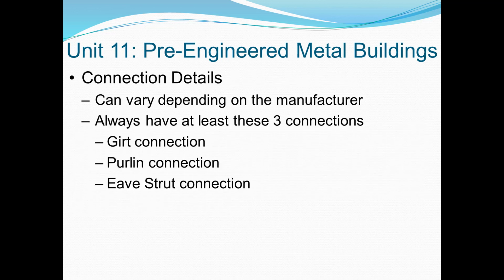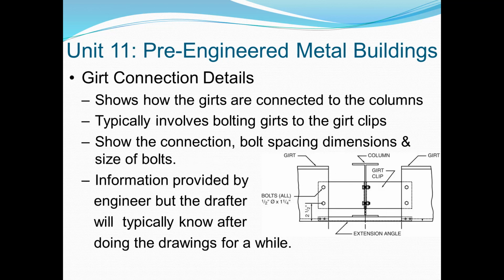The last thing that we have to do is some enlarged details. We need to know how this particular manufacturer's building goes together. So there are 3 connections that we will do. We'll do a girt connection, a purlin connection, and an eave strut connection. Girt connection details show how the girts are connected to the columns. Typically it involves bolting the girts to the girt clips. It shows the connection, bolt spacing, and dimensions and size of bolts.